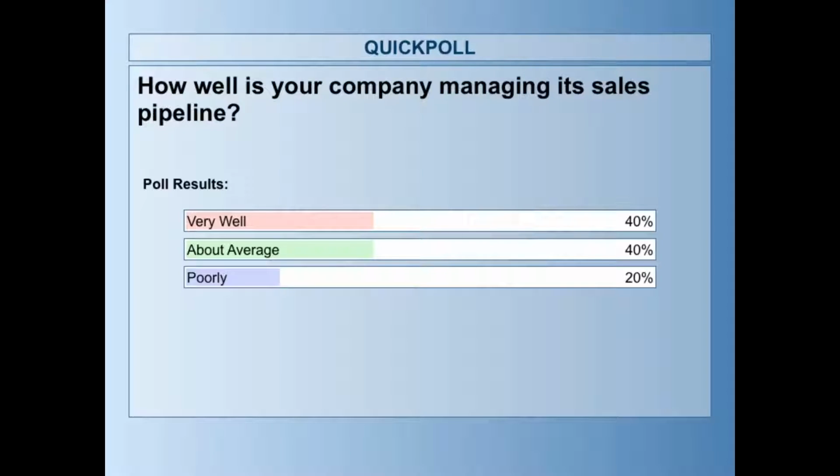You're doing pipeline management very well. You have 40% that say about average, and you have 20% that say we're not using it properly at all. And what we have found is that the majority of people feel they're average or below. And that happens to be the case here as well. As a matter of fact, it's usually 20% very well, and then it's another 80% about average and poorly.